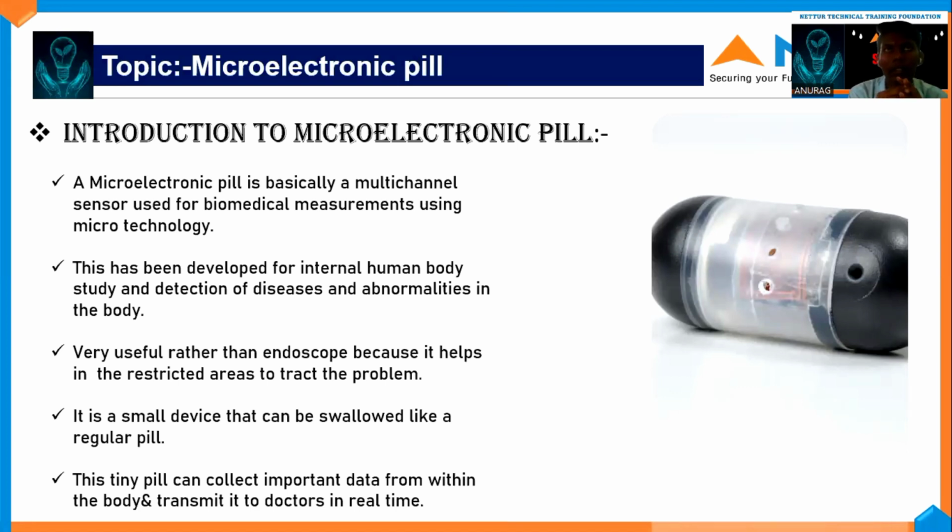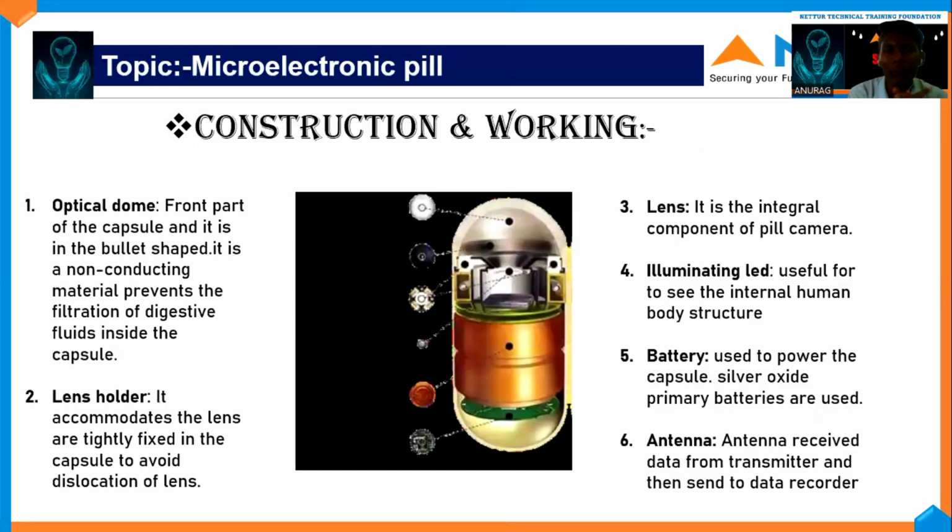Basically it is a small device that can be swallowed like a normal pill. It collects some data within the body and transmits it to the receiver. The next is the construction and working. Here you can see the construction. The first part is the optical dome, the second is the lens holder, the third is the lens, the fourth is the illuminating LED, the fifth is the battery, and the sixth is the antenna.